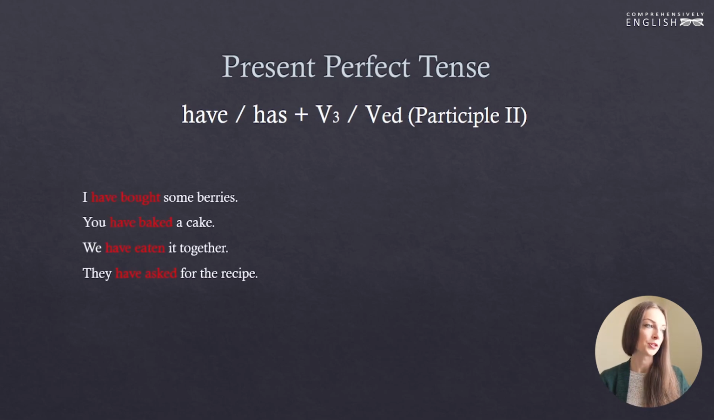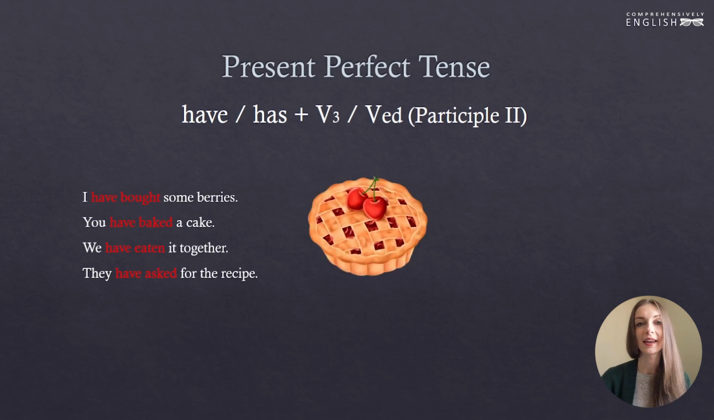I have bought some berries. You have baked a cake. We have eaten it together. They have asked for the recipe. Now we have a cake. As you see, all these sentences speak about something which has a result in the present. You cannot use the past simple tense here. You cannot say, I baked a cake. Here it is. I have baked a cake.